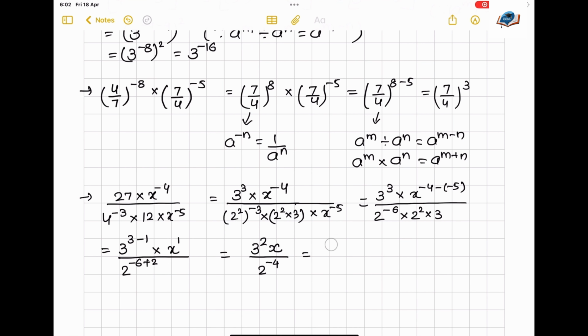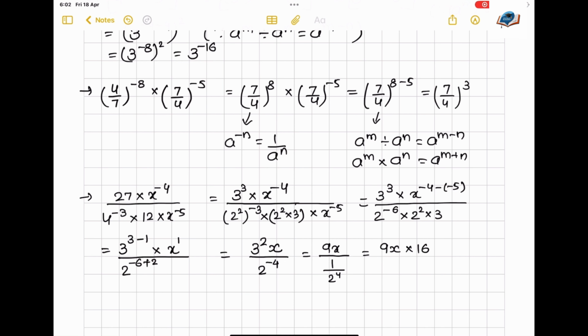9x, in base it is a negative, so I am writing 1 upon 2 raised to 4. So now denominator comes in numerator, so 9x into 16. 2 raised to 4 will be 16. So that will be 144x.